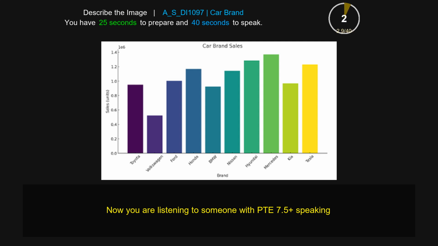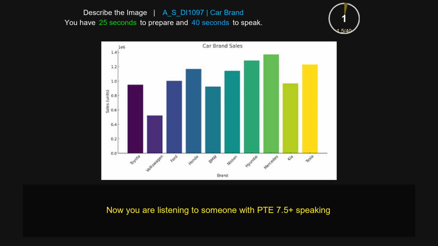These bar charts give information about car brand sales. From the picture we can see sales of a BMW are 0.9. For a Nissan the sales is higher, around 1.1. The highest value is for Mercedes, which is 1.93, and the lowest one is for a Volkswagen, just 0.5. To sum up, the graph tells about car brand sales.